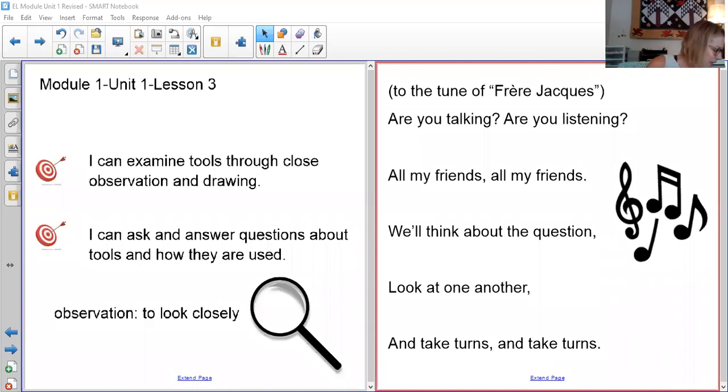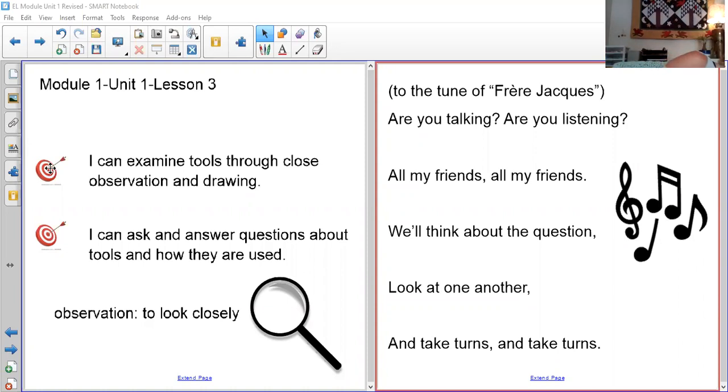So here again, I like to share my screen with you so you can follow along with me. We have 2 targets today. Remember, you can do your bow and arrow shoot if you'd like while we're reading them. The first target is I can examine tools through close observation and drawing.